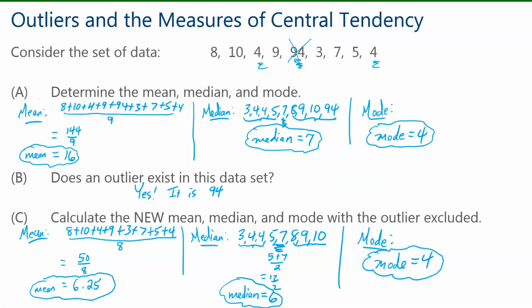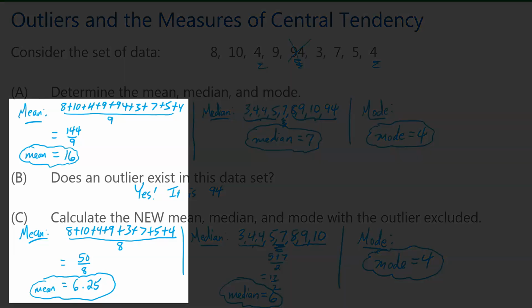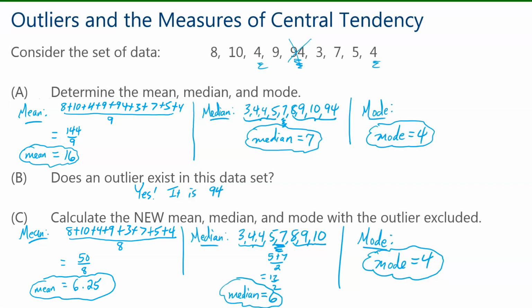The most noticeable change has been with our mean values. The mean with the outlier included was 16. The mean without the outlier has dropped significantly to 6.25. Therefore, the outlier had the most noticeable impact on our mean calculation.